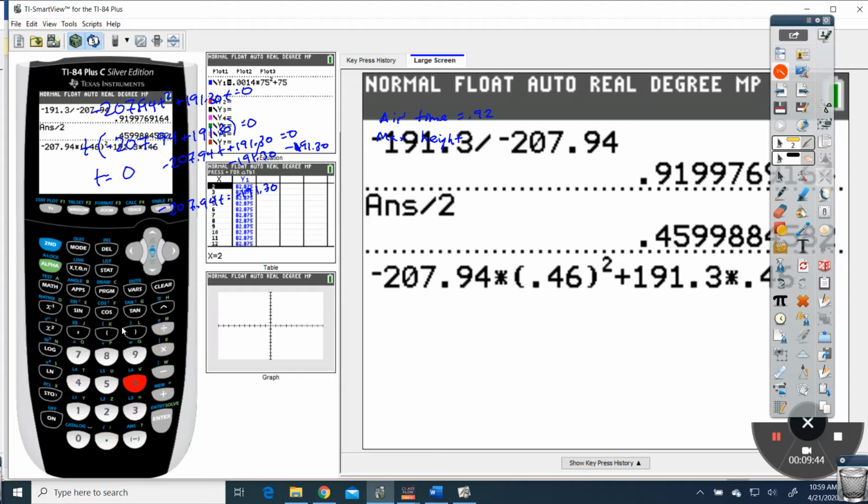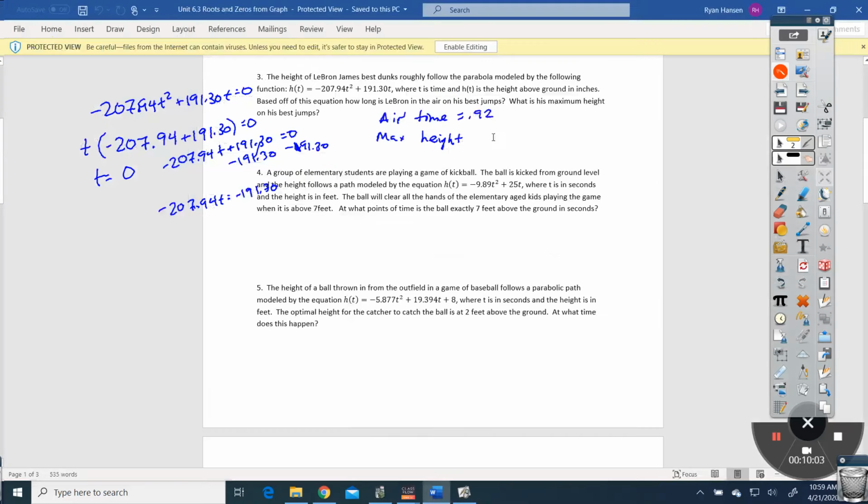So what I've done is I've taken the original equation and plugged in the time when he's going to be at the maximum height, because he's at the maximum height halfway through the amount of time he's in the air. So then I hit enter, and it says he's approximately 44 inches above the ground.